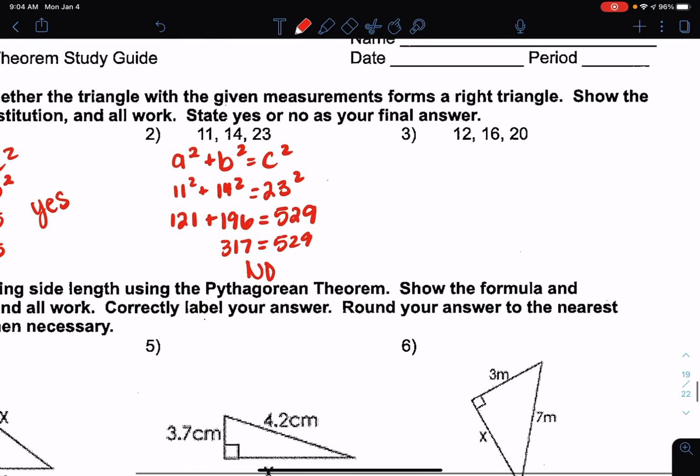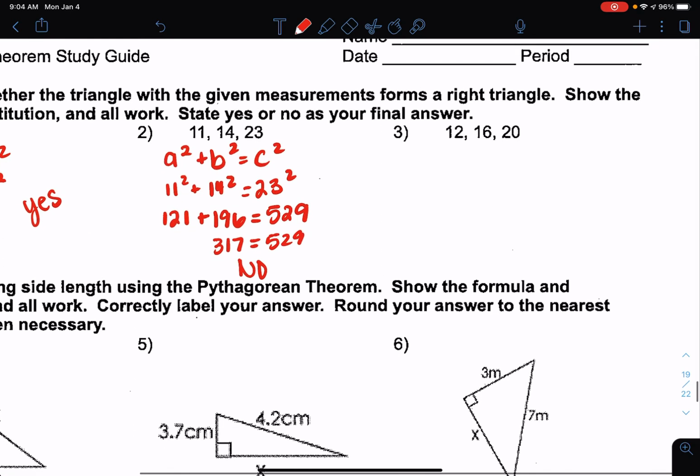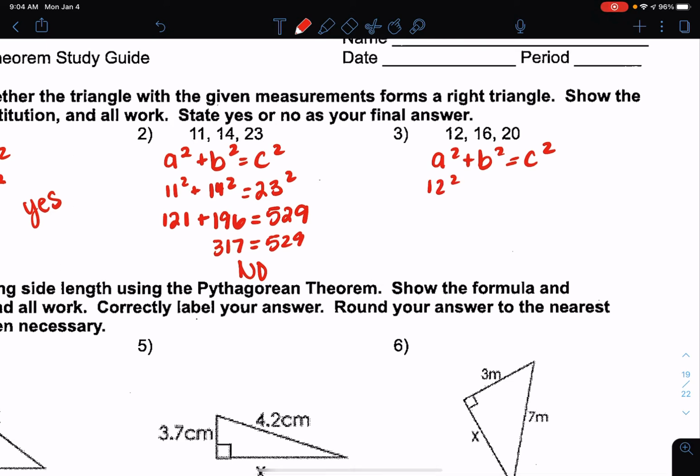All right, looking at number 3, same process, a squared plus b squared is equal to c squared. Yes, you have to write this every single time. And I am going to go ahead and substitute. Okay, I have 12 squared plus 16 squared is equal to 20 squared. Remember, the bigger number is your hypotenuse.